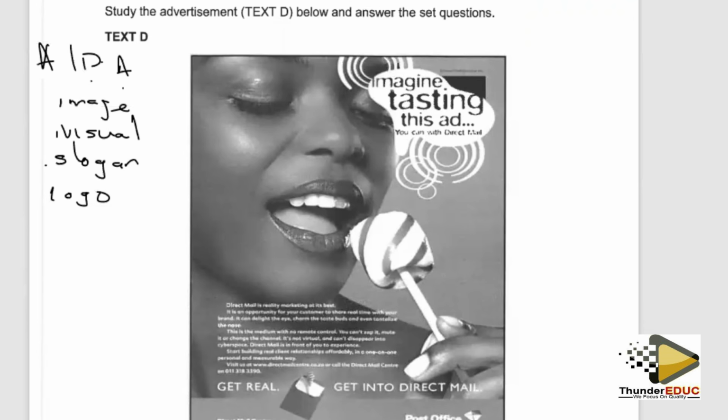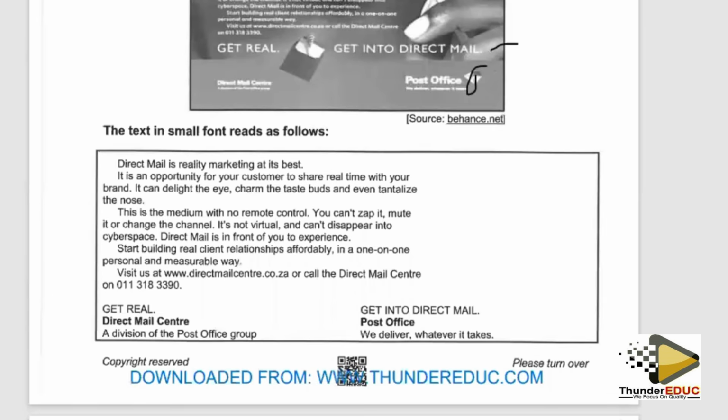Get real, get into direct mail. That is our slogan. When we say, imagine tasting this ad, that is the title of the advertisement. That is our logo. So please, let's make sure that we're able to identify. And this is our visual. This is our information that gives us more information. We have it written down clearly for us. Direct mail is reality marketing at its best.